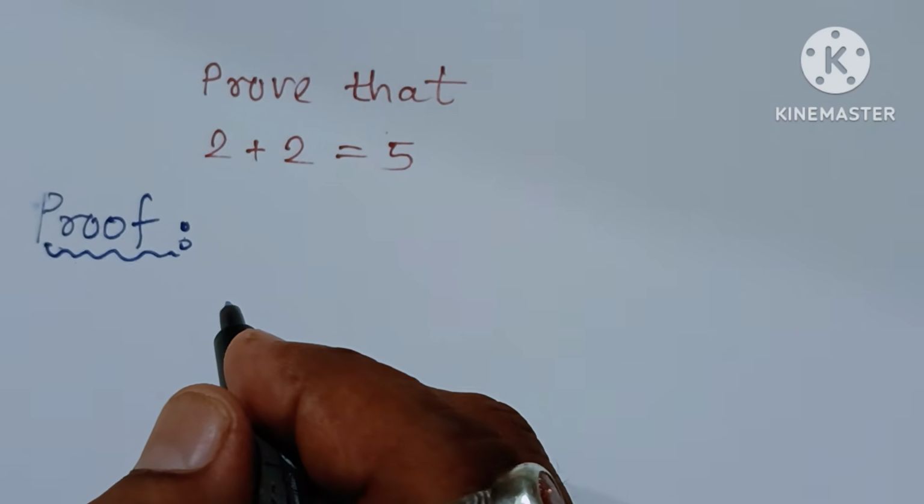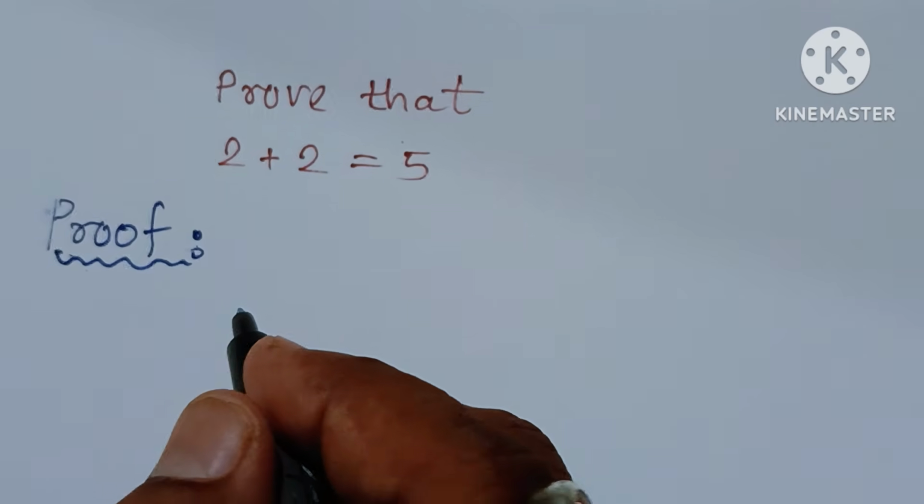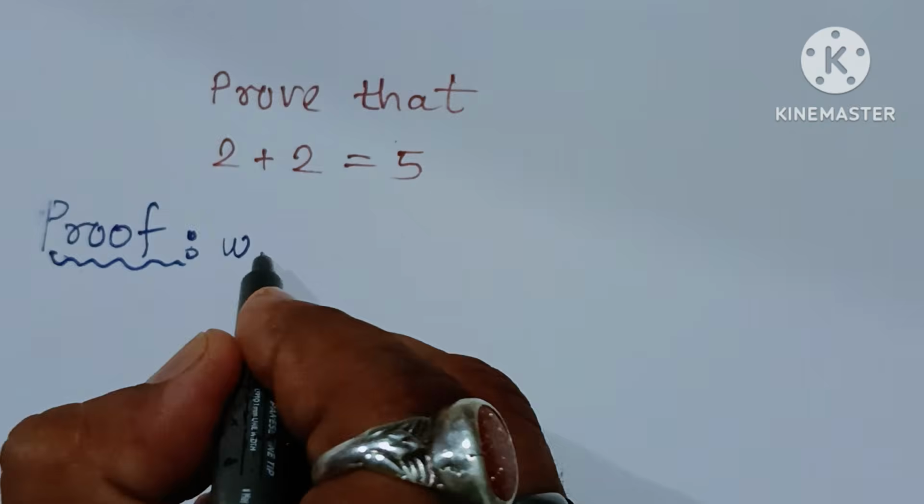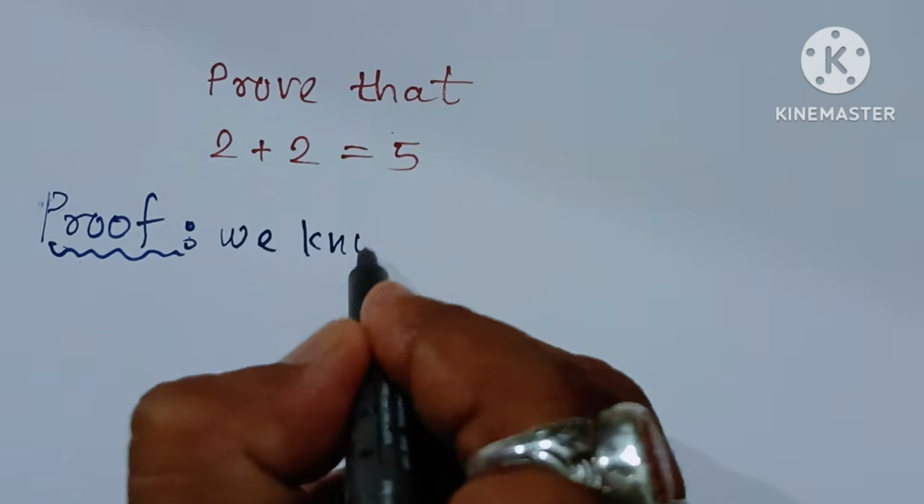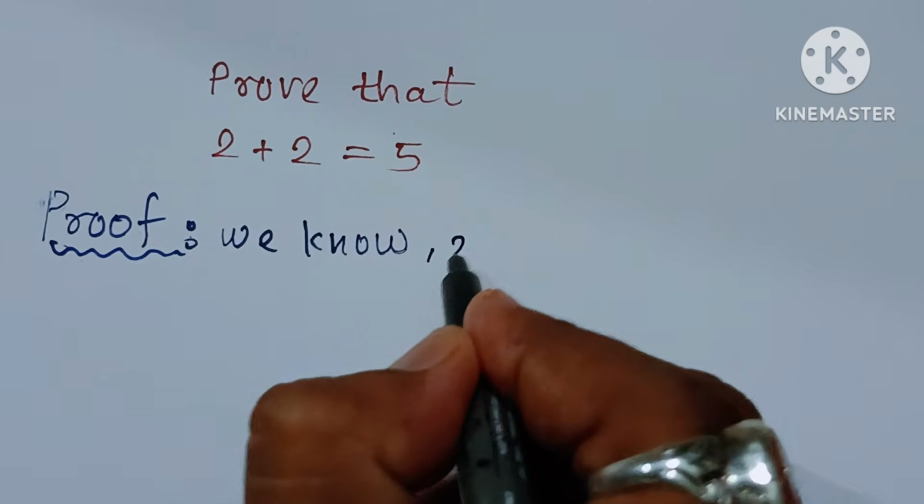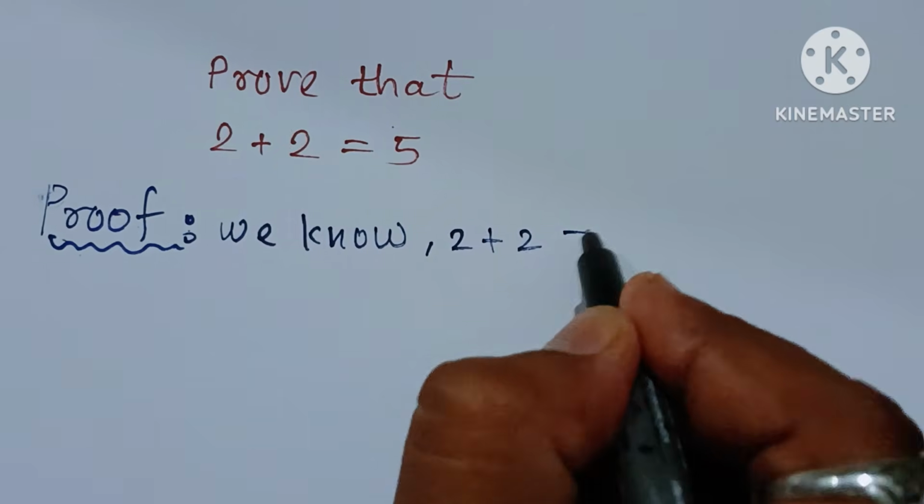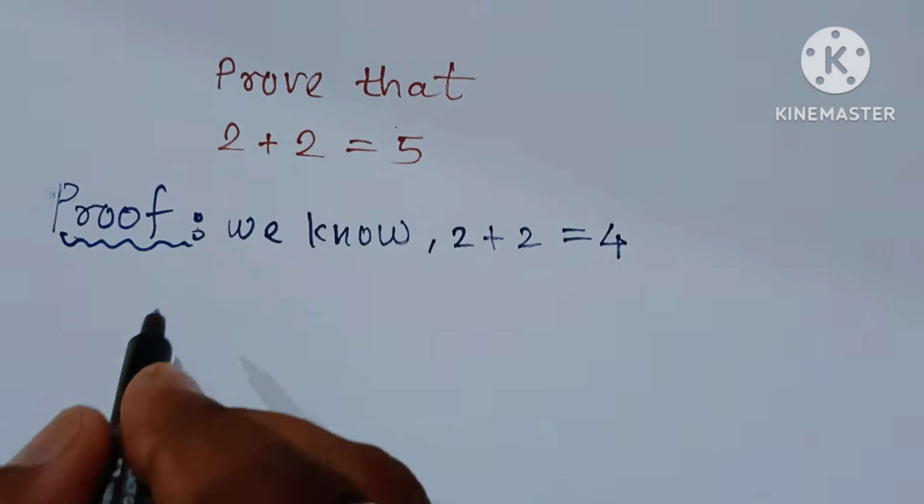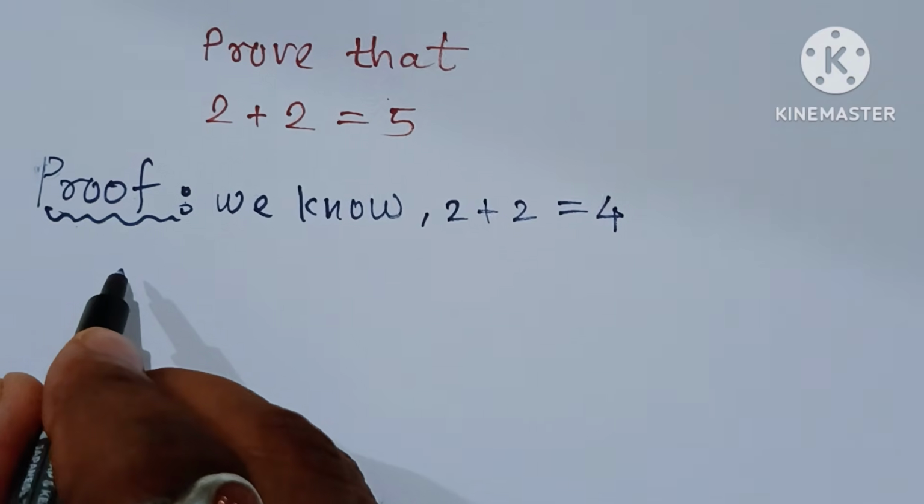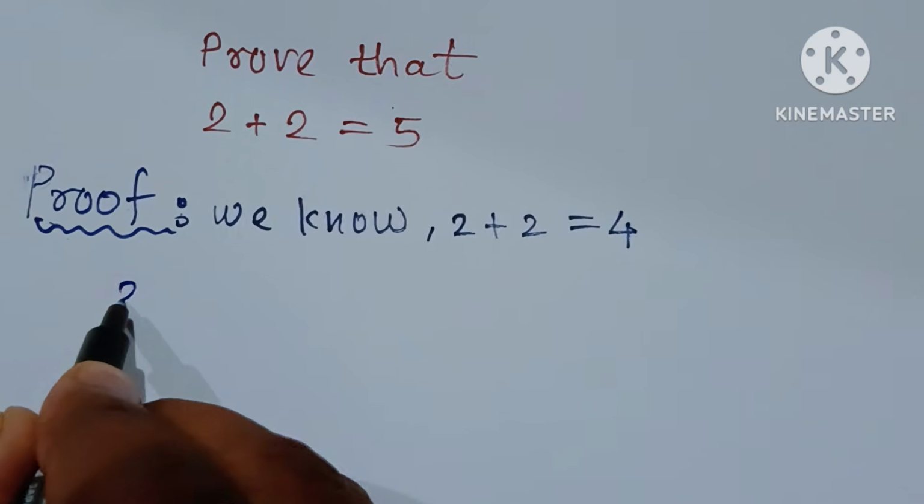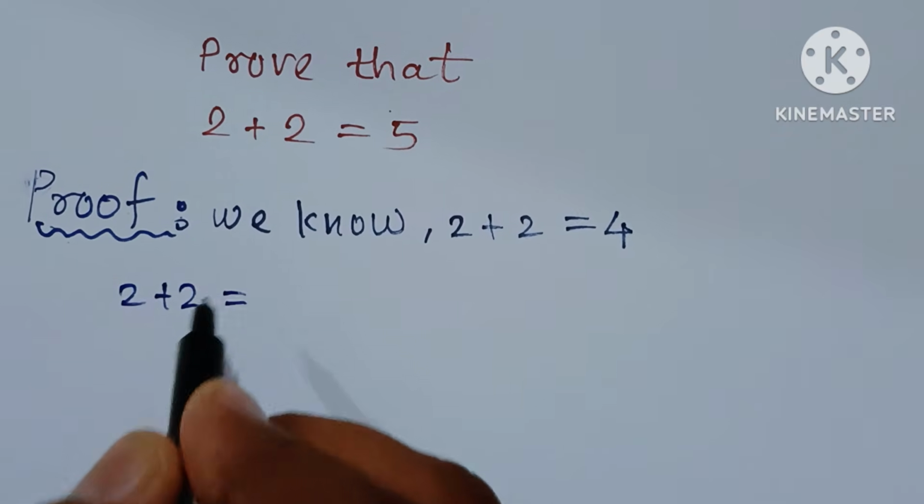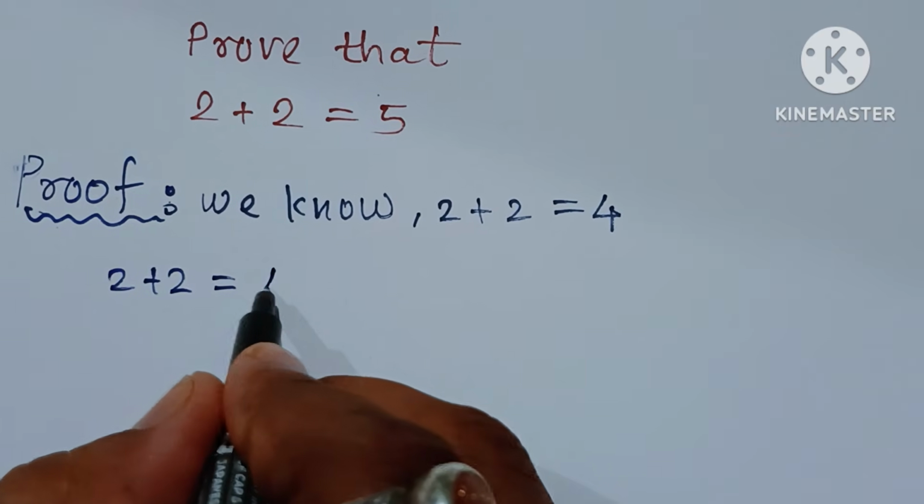Prove that 2 plus 2 is equal to 5. So we know that 2 plus 2 is equal to 4. So we can write 2 plus 2 is equal to 4.